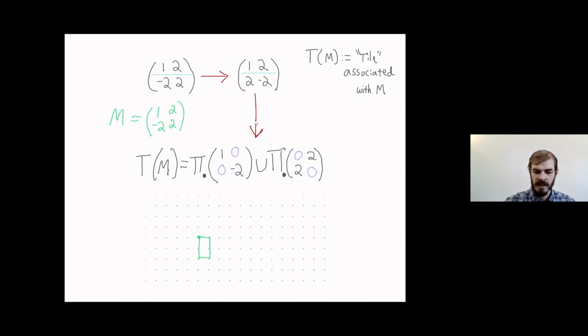And then for the second one, let's just use a different color. We're going 0, 2, and 2, 0. So we get these two pieces. They are only going to overlap on their boundary. And together, this is going to be the tile. So the tile in general is going to be a non-convex polytope that is the union of parallelepipeds.